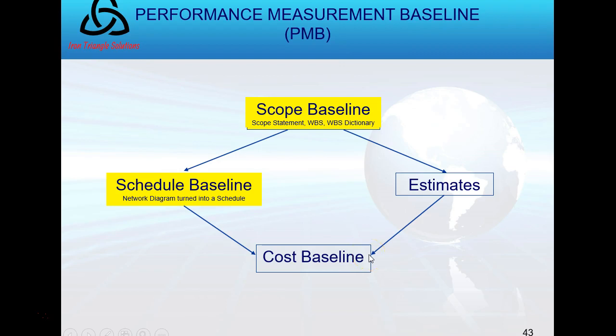Notice now we have our scope baseline, which has three parts: the scope statement, WBS, and WBS dictionary, which is always with it, and my schedule baseline, which is my network diagram that I turned into a schedule by adding times and doing my schedule network analysis. Cost management, of course, will be next, and that will give us a cost baseline. And now we're ready to make trade-offs while we execute in integration.